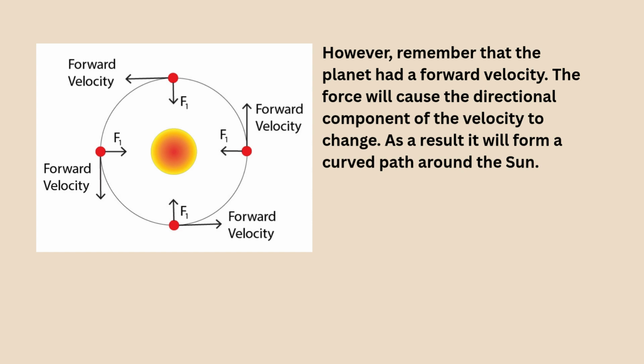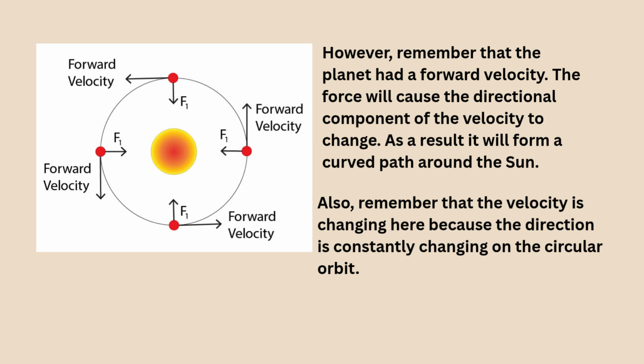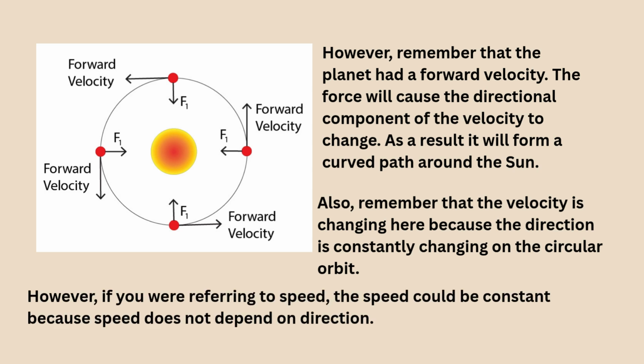Remember that the planet had a forward velocity. This force will cause the directional component of the velocity to change, and as a result it will form a curved path around the Sun. Also remember that the velocity is changing here because the direction is constantly changing on the circular orbit. If you were referring to speed, the speed could be constant because speed does not depend upon direction.